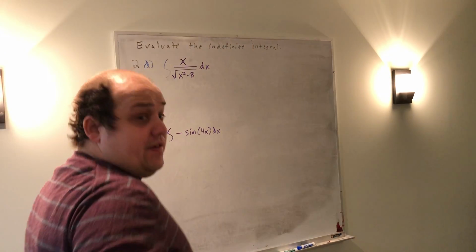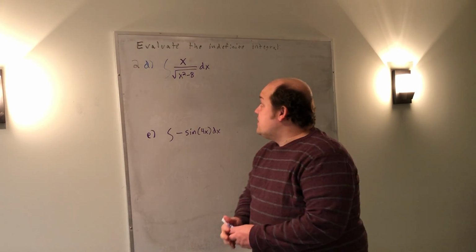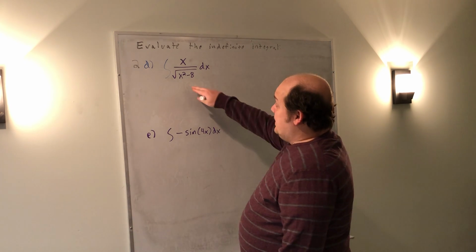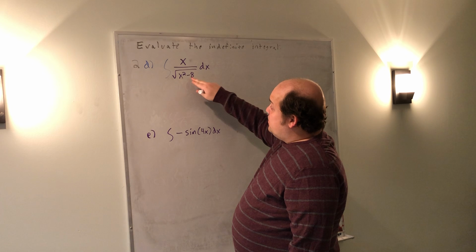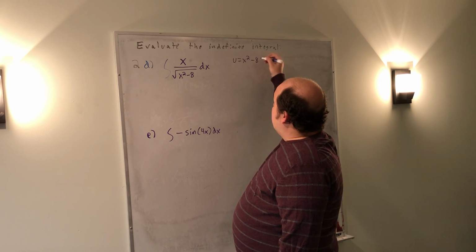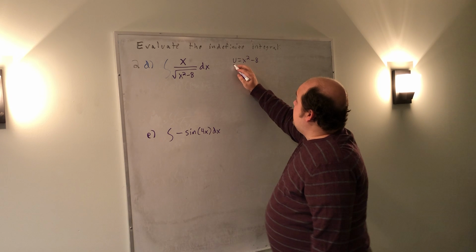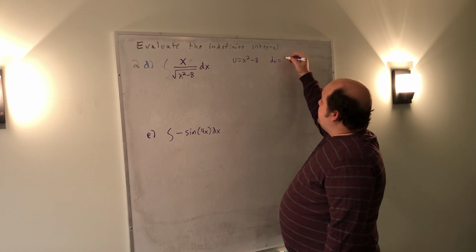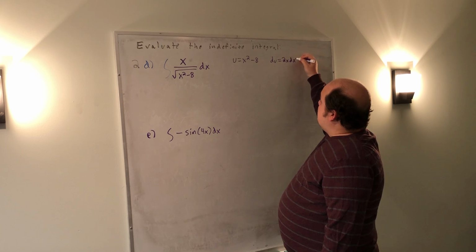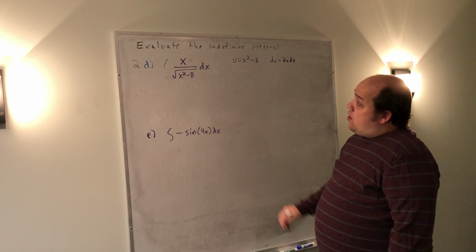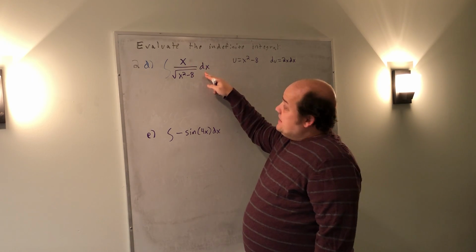These last two indefinite integrals work the same way as the ones that came before. I start out by identifying my u. In this case, for part D, x squared minus 8 is going to be my u. I then take the derivative of it. When I take the derivative of the left side, I get du. When I take the derivative of the right side, I get 2x dx. This 8 drops out. What I currently have in the equation is x dx.